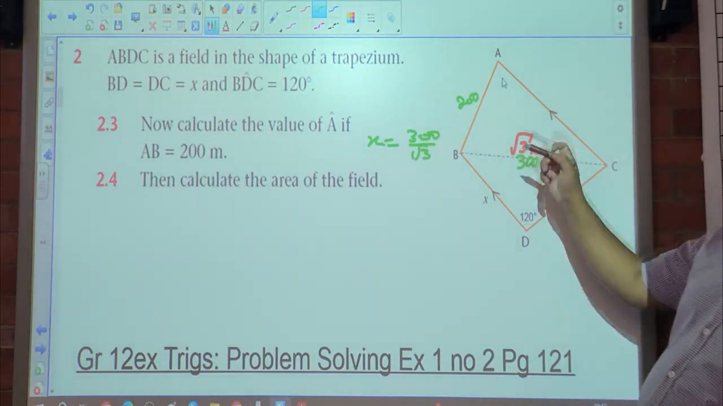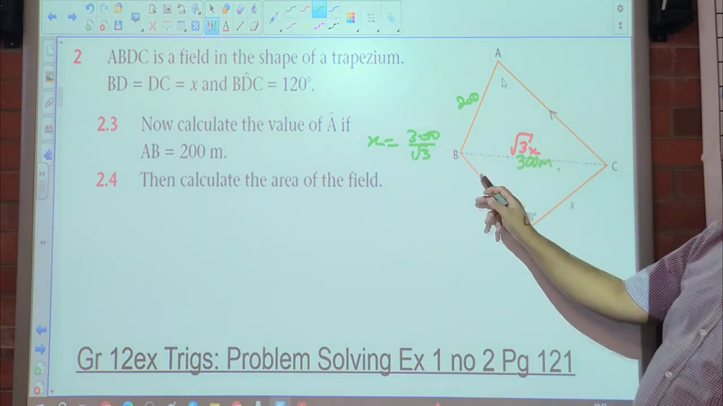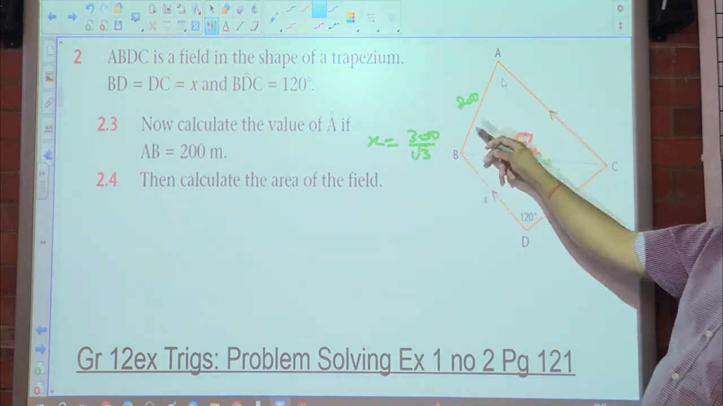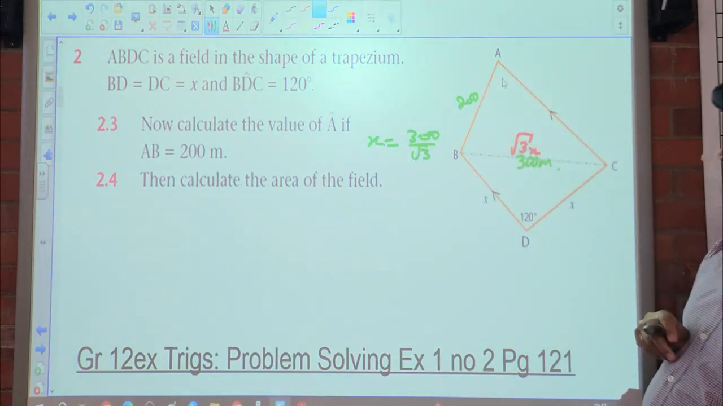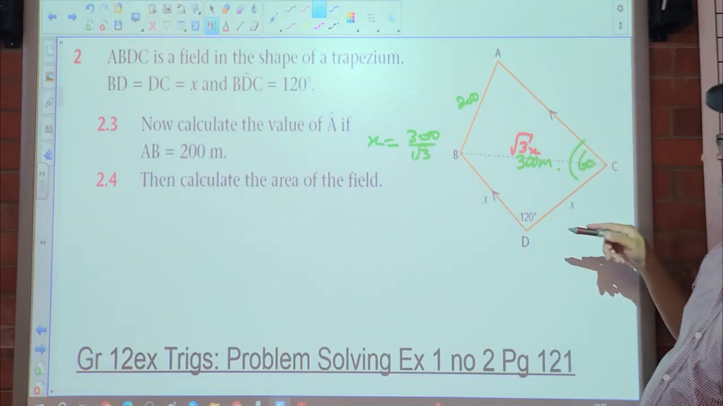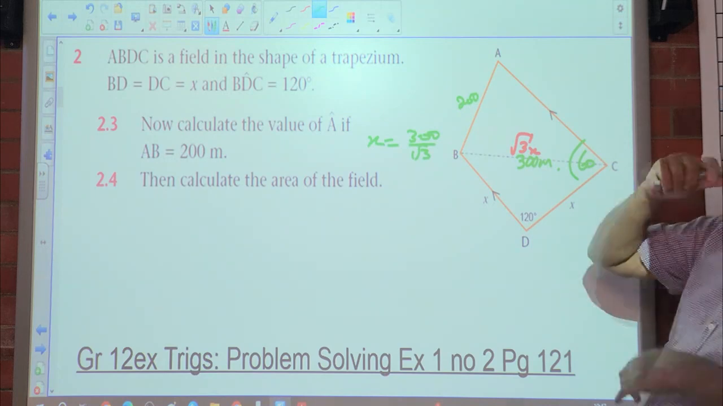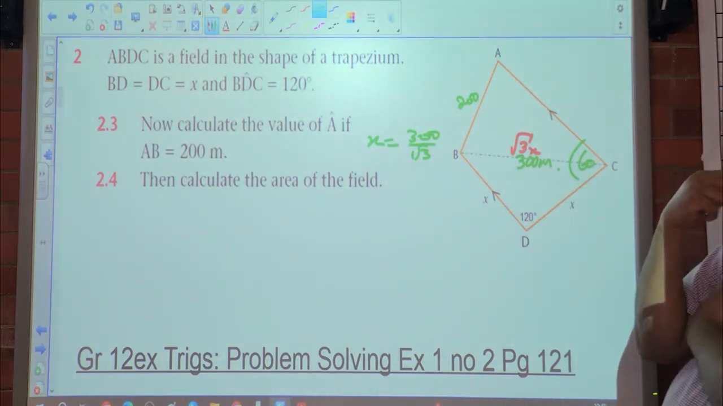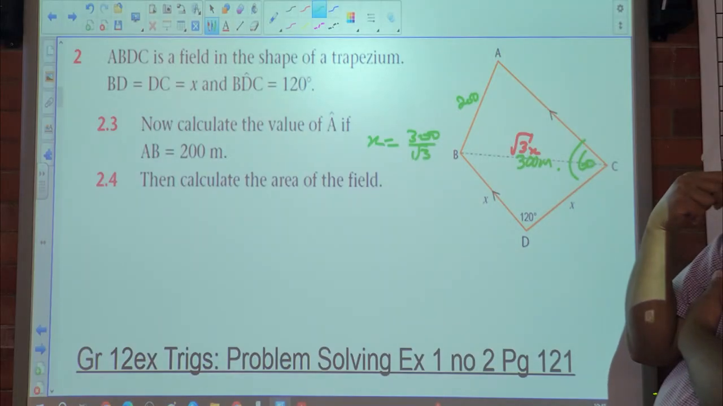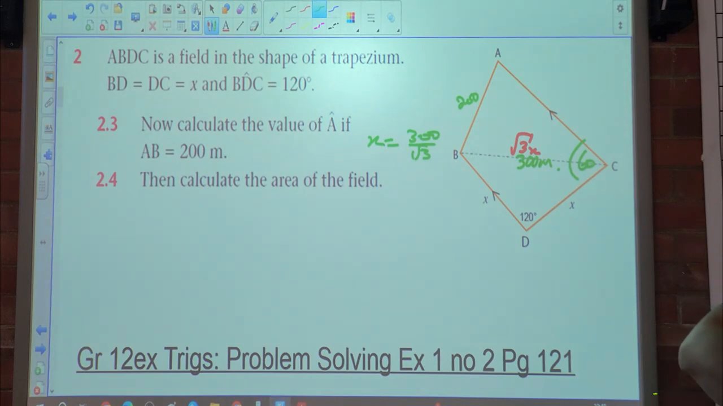In order to calculate A, I would need to know this angle here. Not so? The whole angle, then I can go with the interior angles. Okay, so that being 60, that's not going to help us. Anybody manage to solve this one? Sorry? So trapezium is.